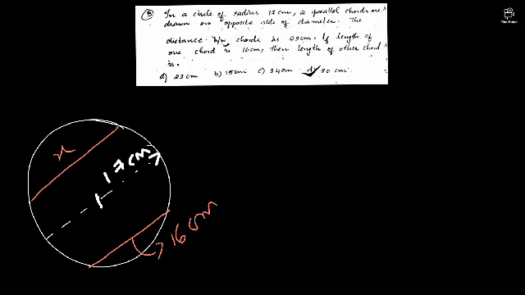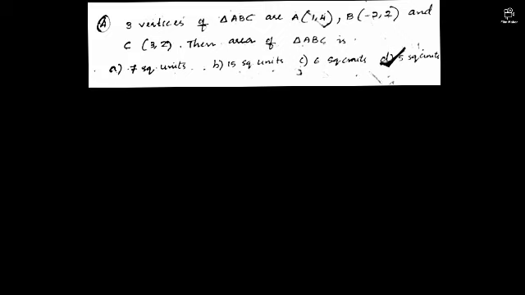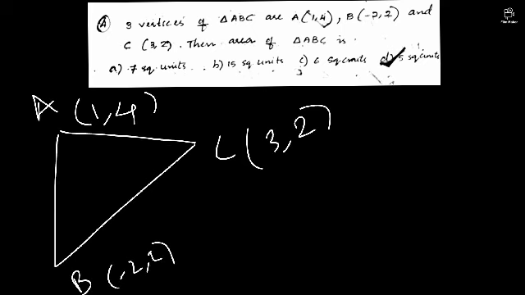That's our D option. And the fourth question is, three vertices of triangle ABC are A (1, 4), B (-2, 2), C (3, 2). Then area of triangle ABC is. So we know the three coordinates. Let's construct the triangle like this, a rough figure.